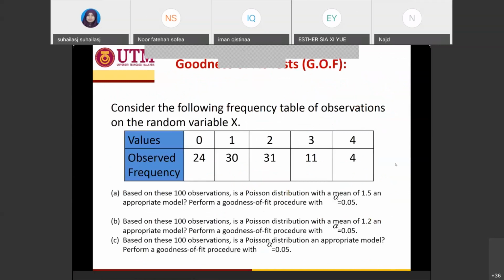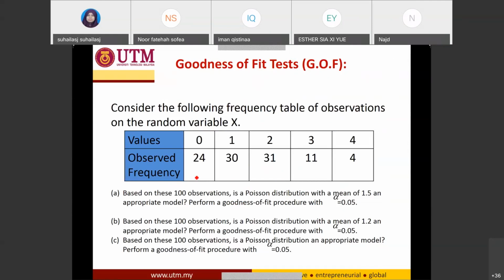Okay, this is your observed frequency. So you have 24, 30, 31, 11, and 4. Let's say we label them O1, O2, O3, O4, O5. You have 5 observed frequencies, so that means your K in here is equal to 5.